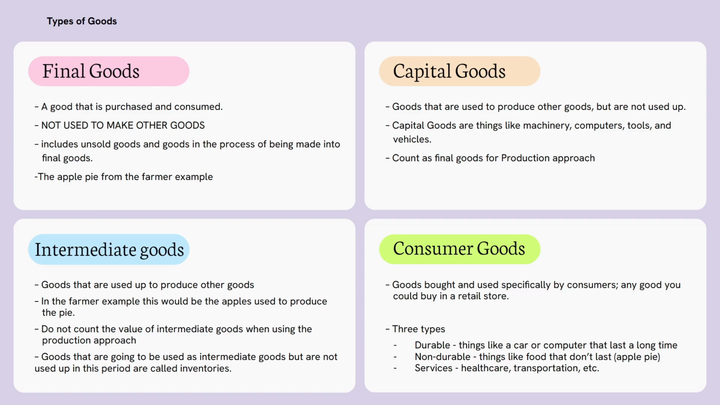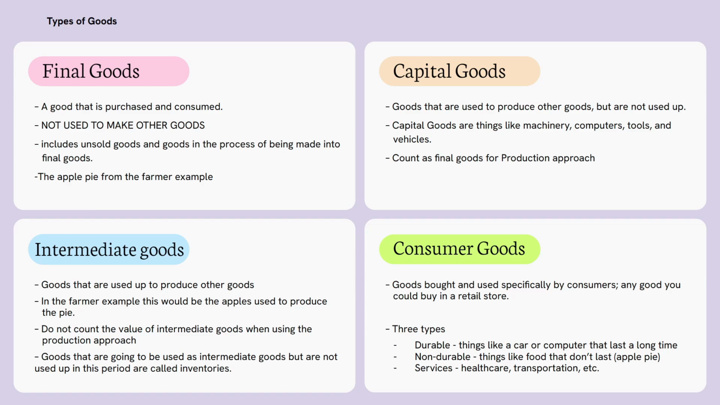And so the third type of good is a capital good. And a capital good is used to produce other goods as well, but the main distinction is that it is not used up. So I didn't include any capital goods in the farmer example because it would have made it a little harder to understand, but capital goods in that would have been the oven where the pie was baked, because it's being used to make another good, but you can use it again and again. So in real life, capital goods are things like computers, vehicles, machines, and tools. And so these count as final goods because they're not being used up.